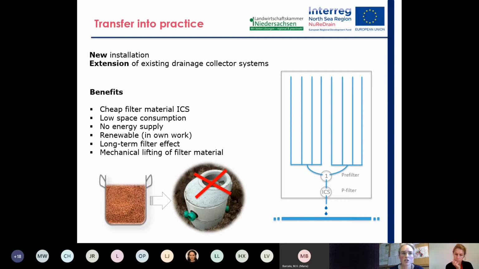What are the benefits of such an installation? The ICS material is a very cheap filter material, only about transport cost. It has low space consumption because it is installed underground. No energy supply is necessary. It is renewable in own work, and it has a long-term filter effect compared to drainage tile sheeting and drainage tile bedding because it is renewable. If the filter material is saturated, you can lift it up mechanically if you remove the manhole cover and exchange it for new material or even other material.